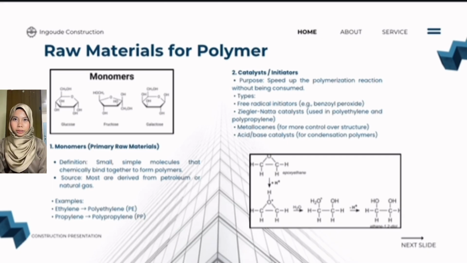Let's explore the raw materials used in polymer production. Monomers such as glucose, fructose, and galactose are primary raw materials. Catalysts like benzoyl peroxide and Ziegler-Natta catalysts are used to speed up polymerization. Initiators like free radicals start the process, and the reaction can be controlled for desired outcomes.